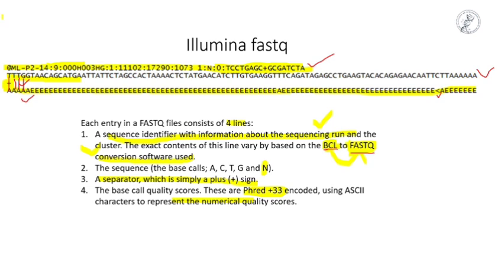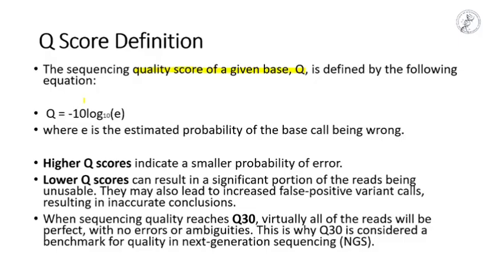Here the base T has a score A. The score is just a symbol; don't think it is adenine or anything. The quality score of T is E, like that. These are ASCII characters.